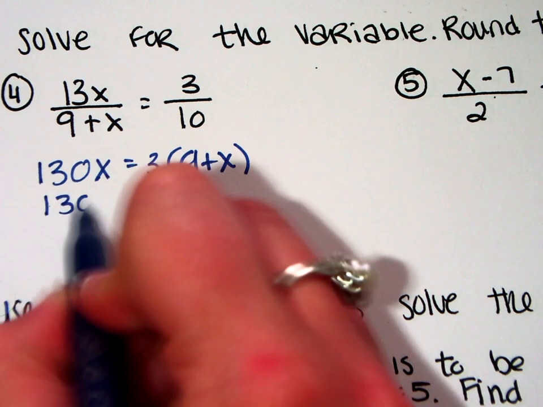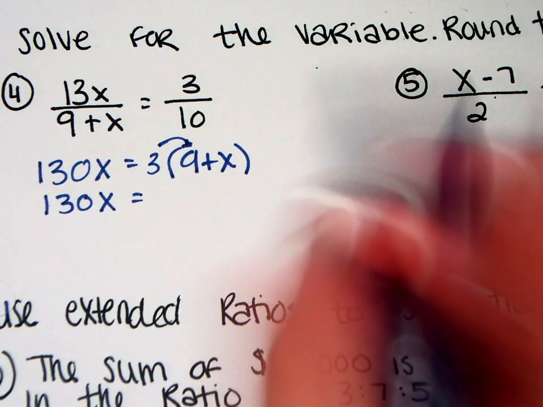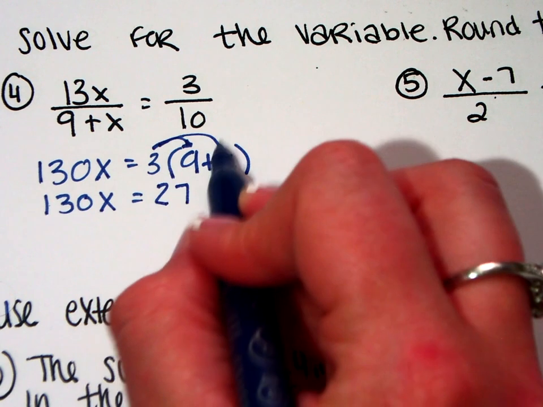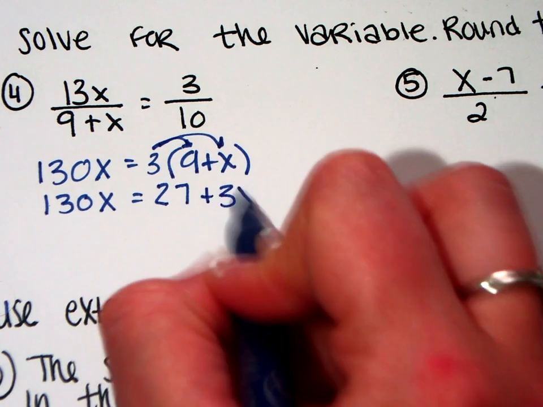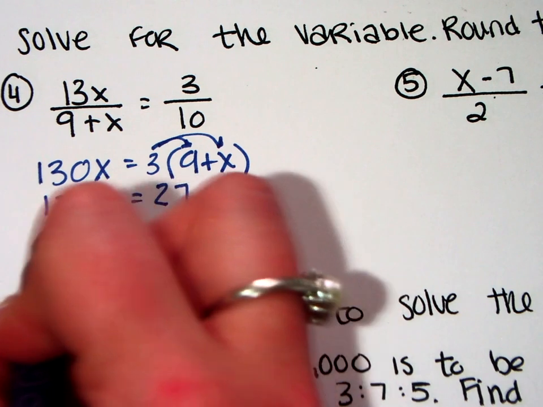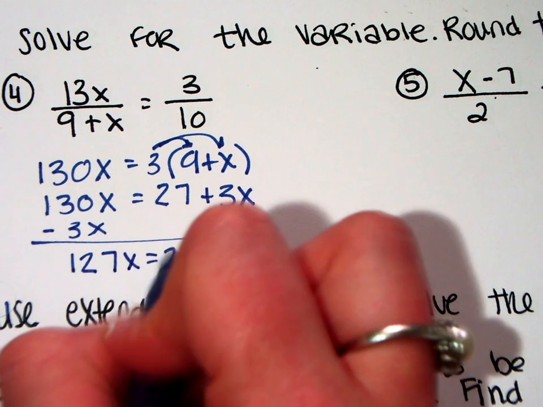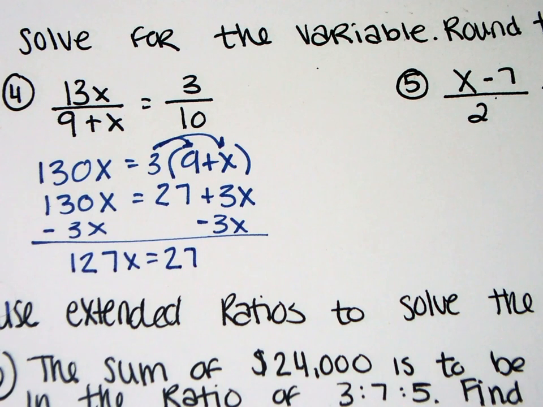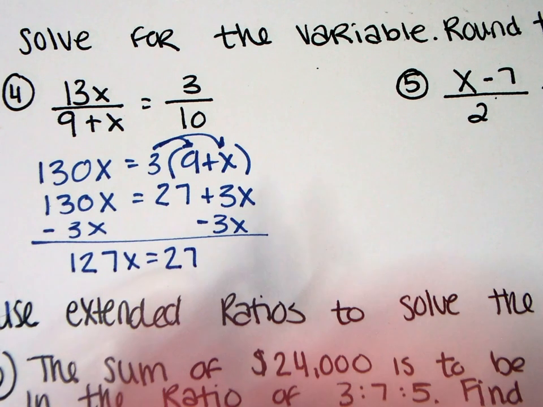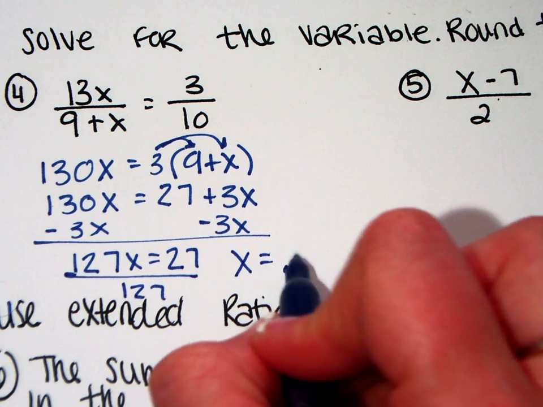So I'm going to keep my 130x. 9 times 3 is 27. 3 times x is 3x. Move the 3x to the other side. I get 127x equals 27. When I divide by 127, I'm going to get a crazy decimal, and we're just going to round it to 0.2.